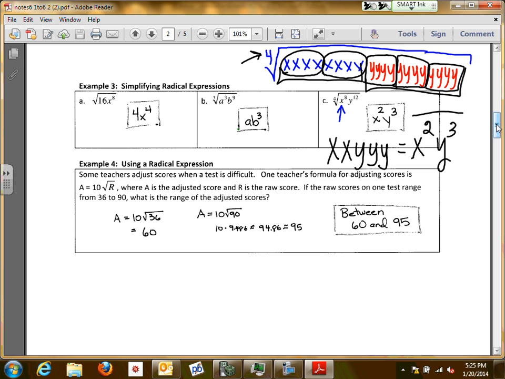Okay? So you can kind of either write that out if you need to see it concretely, or you can start seeing the shortcut there. You can just say, okay, x to the 8, that's going to give me 2 groups of 4. Okay, y to the 12, that's going to give me 3 groups of 4. And then you can go straight to that.